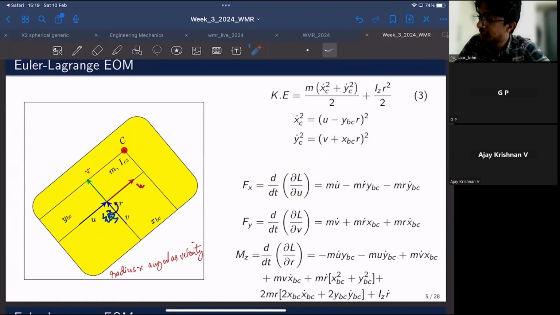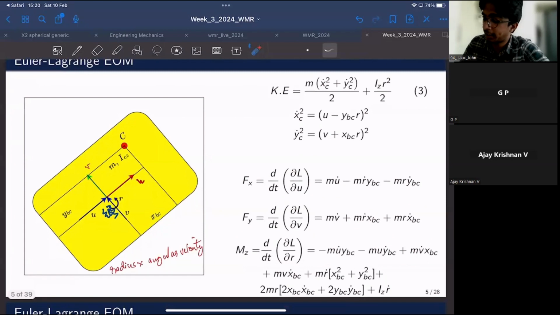Right? So if you substitute this expression onto this, and take the partial derivative of the Lagrangian dou L by dou u, and again further take the derivative with respect to time, you will end up with this expression. That is nothing but Fx. And similarly, if you do the same for the coordinate v, you will get Fy. And what is the remaining coordinate? The remaining coordinate is this angular component r. So if you take the partial derivative of L with respect to r and further take its derivative with respect to time, you will end up with this big equation.